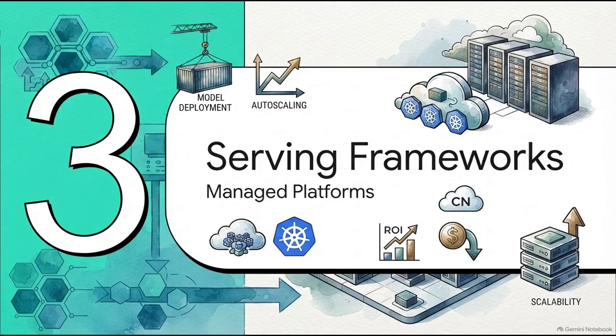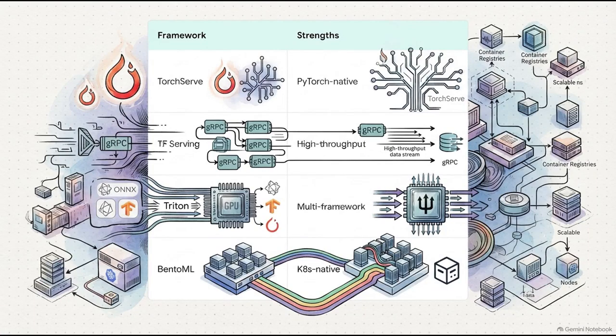Which leads us perfectly into Section 3, serving frameworks and managed platforms. To actually hit those crazy aggressive SLAs we just talked about, you need the right software catching the traffic. If your team wants to build out the stack themselves, there is a fantastic open source menu. TorchServe is brilliant for PyTorch native multi-model serving. TensorFlow Serving gives you those high-throughput gRPC connections. Then there's NVIDIA's Triton, which is an absolute powerhouse for multi-framework deployments heavily optimized for GPUs. And finally, BentoML, which is framework agnostic and Kubernetes native, giving you a ton of flexibility for modern containerized setups.